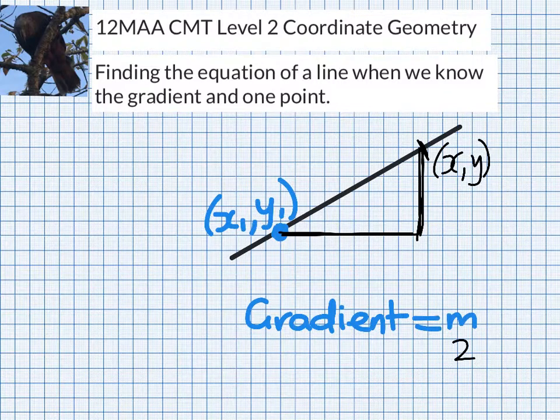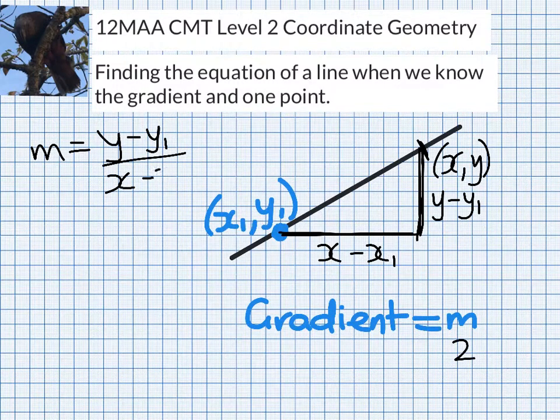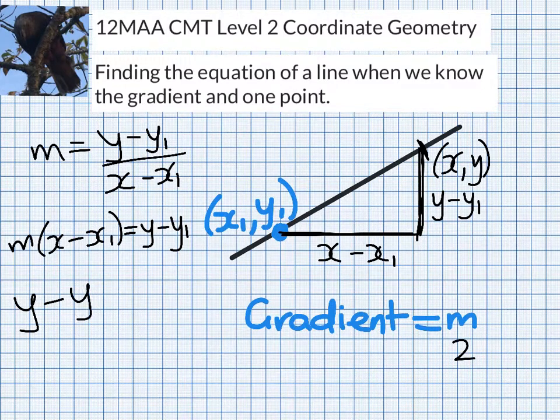And we know that m, the slope, is equal to rise over run. So the vertical change here is y minus y1, and the horizontal change is x minus x1. So here's what we get. Now if we cross multiply, we're going to get m times x minus x1 is equal to y minus y1. We usually write it the other way around, but it doesn't really matter. So this is what we call the point gradient formula for getting the equation of a line.